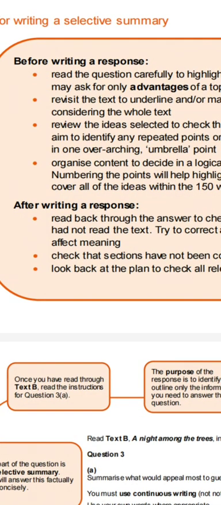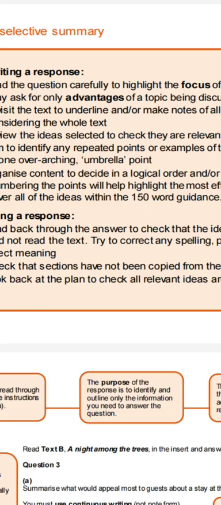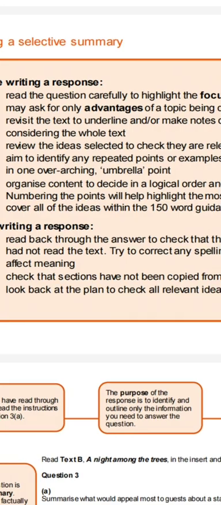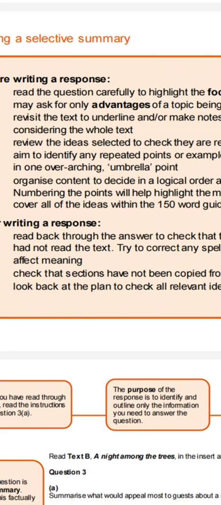Last thing, look back at the plan to check all relevant ideas are included. So if you have to write just 150 words, you must have a plan with you. You must have a plan, and first you have to read the text, select the ideas, give them numbers, and use them in logical numbering.